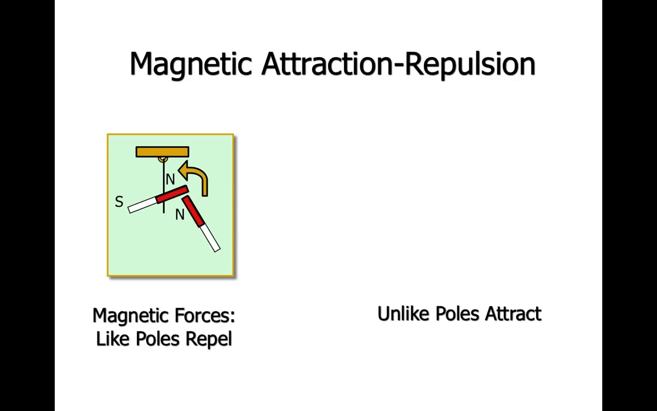Now, magnets can have two things. They can either have an attraction or a repulsion. And so for magnetic forces, when like poles repel each other, we call that a repulsion. So if I put two north poles together, they're going to push apart. Unlike poles, your north and south, attract. So the two properties of magnets are attraction and repulsion.